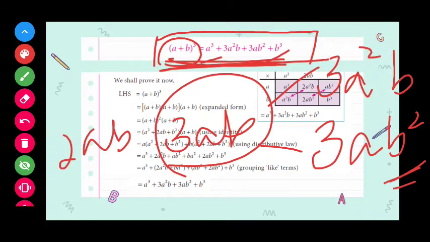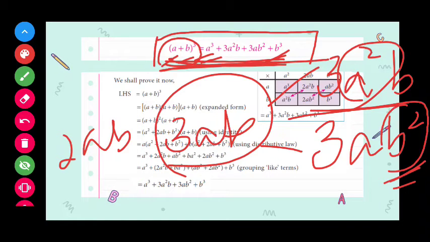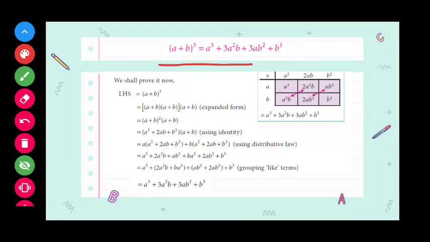First, you write a cube and b cube at the 2 corners. Then you write 3ab in 2 ways. The first is 3a square b, square for a, and the second is square for b, 3ab square. That's all. So let's look at this again: a cube plus b cube plus 3a square b plus 3ab square. Much simpler. We'll try to prove this now.